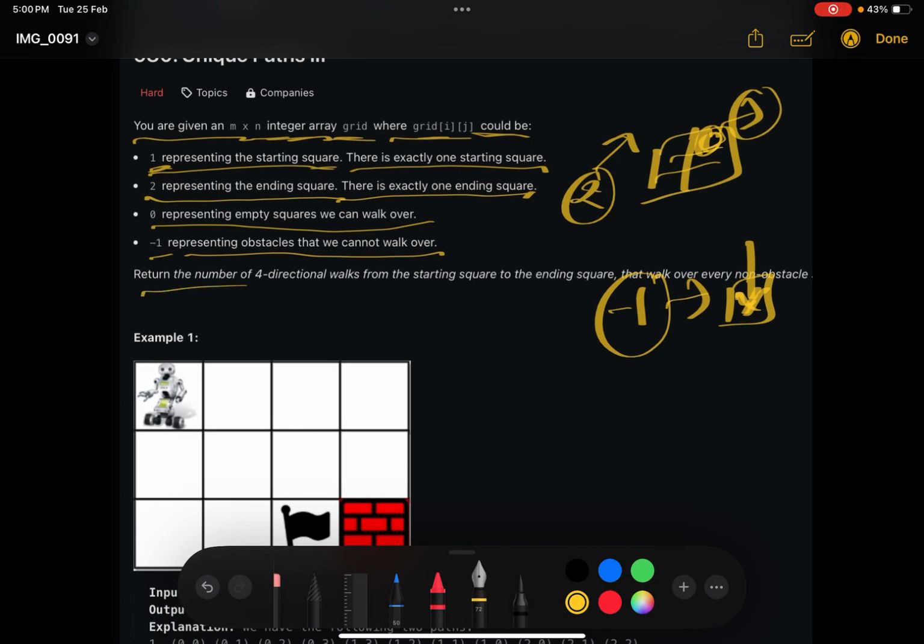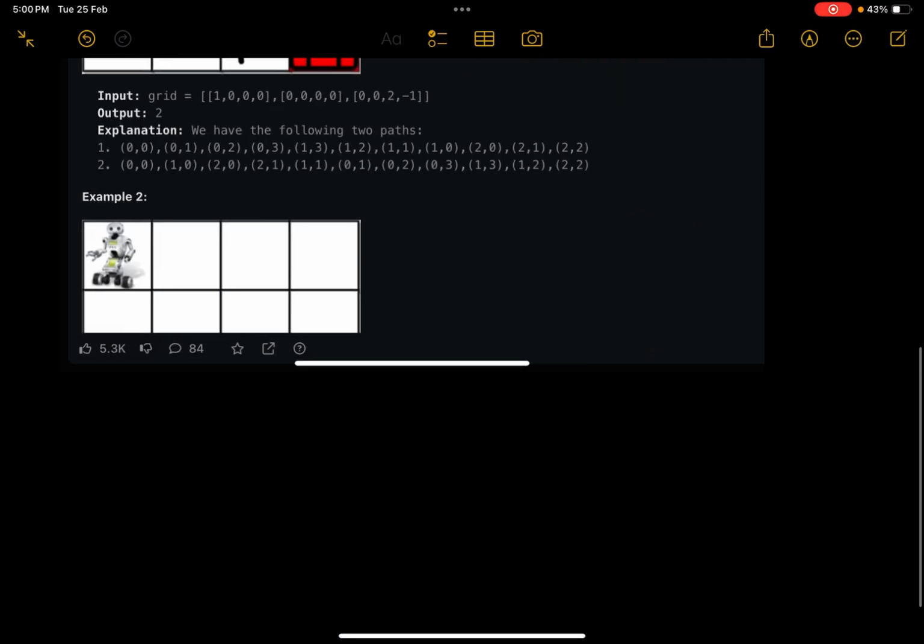So return the number of 4-directional walks, which means up, down, left, right, from the starting square to the ending square. You have to start from the starting square and reach the ending square, moving in all 4 directions, and you have to walk over every non-obstacle square in the grid. Without walking over all of them, it won't be a valid path. So I will explain the question in a better way.